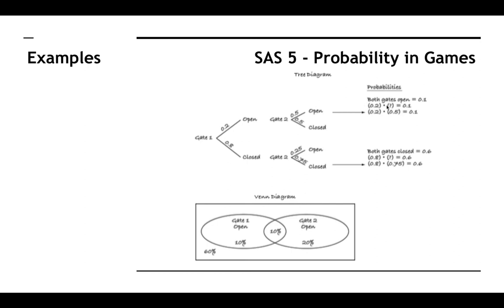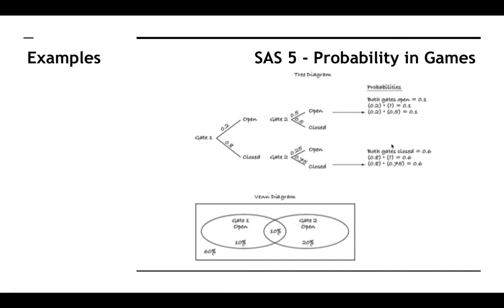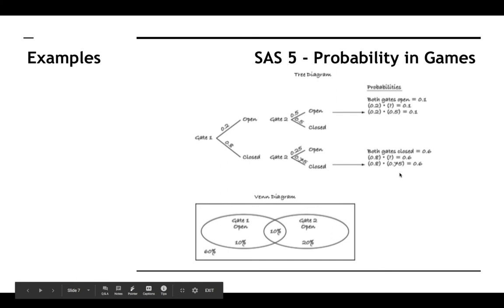What is the percentage here? 0.2 times what equals 0.1? That's 0.5. That's how we carry that. On this one, both gates closed. We know that both gates are closed 60% of the time because we're looking at this Venn diagram. 0.8 times 0.75 is 60%. And this is how we calculated it. We're looking at this algebraic equation. What times 0.8 equals 0.6? Because we know that both are closed 60% of the time.